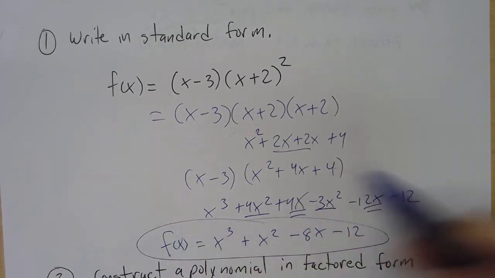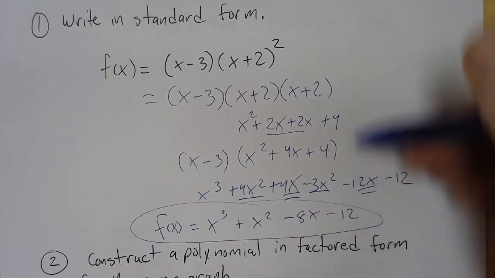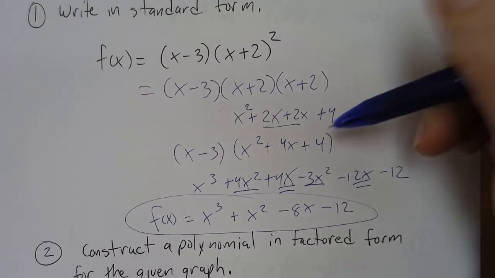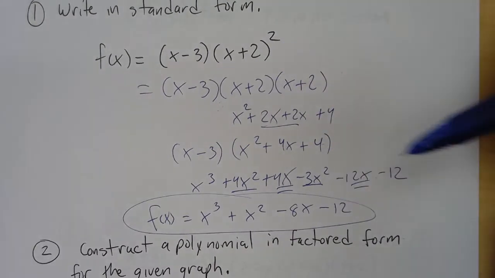So this is the standard form all multiplied out. This is factored form up here. They are the same thing. You could check your answer by graphing and see that it made the same graph.